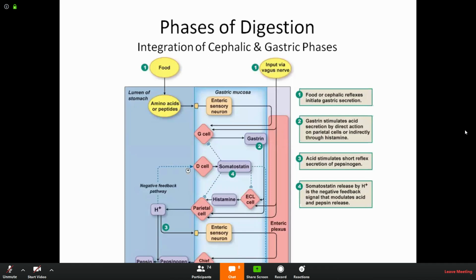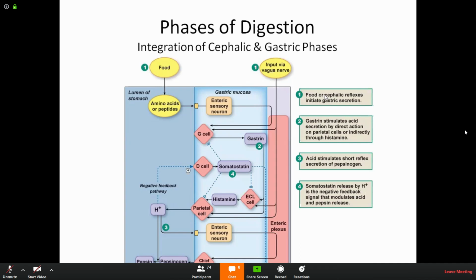If hydrochloric acid is secreted more, then hydrochloric acid will itself stimulate the D cells, and when D cells are stimulated, they will release somatostatin. Somatostatin will inhibit the histamine-secreting enterochromaffin-like cells, it will inhibit the parietal cells, and it will inhibit the gastrin cells.